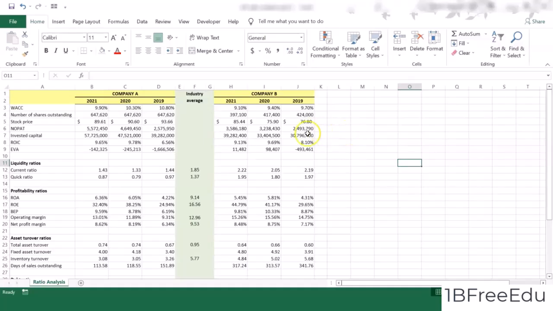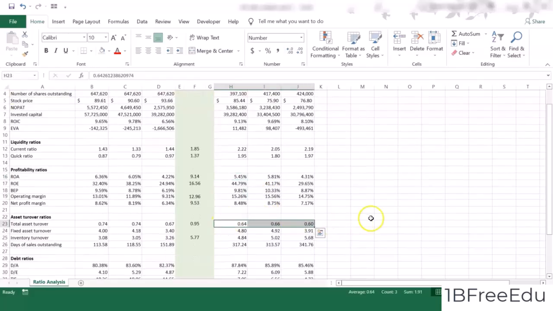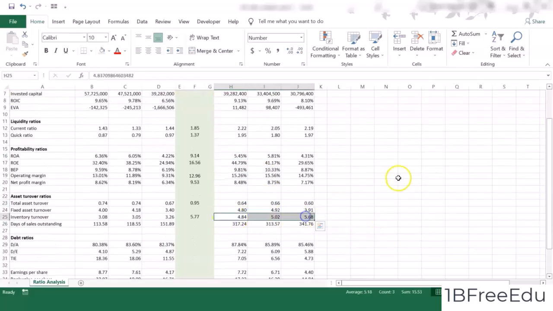In our example, you can see that Company B has good liquidity ratios, is doing better than Company A and better than the industry average. ROE is also very good, and our operating margin is also above the industry average. ROA, on the contrary, is poor, below the industry average, and the same goes for total asset turnover and inventory turnover.